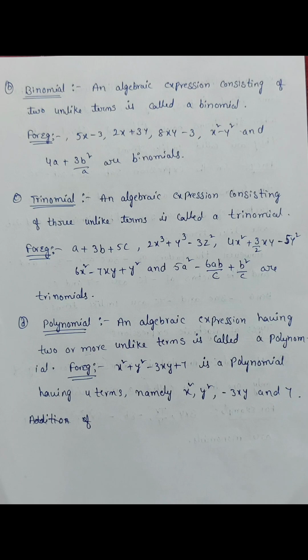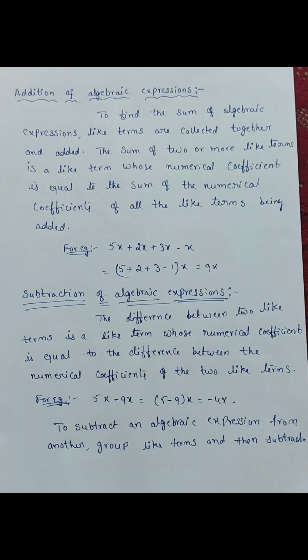Next one, addition of algebraic expressions. To find the sum of algebraic expressions, like terms are collected together and added. The sum of two or more like terms is a like term. Its numerical coefficient is equal to the sum of the numerical coefficients of all the like terms being added. For example, 5x plus 2x plus 3x minus x. Take x common. 5 plus 2 plus 3 minus 1 equals 9x.